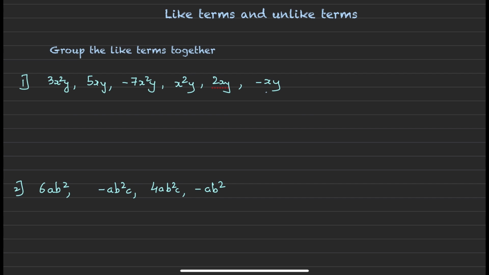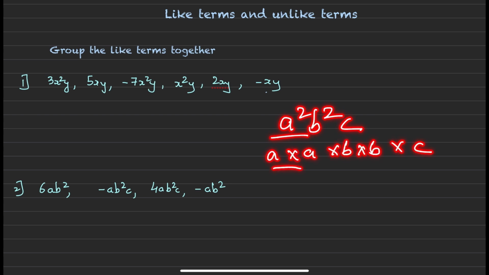Quickly, okay. What are like terms? You just have to know how many x's or how many y's are there in a particular term. What do I mean by that? If I say x square y square, 2 x's, 2 y's are there. If I say x raised to the power 4 yz, how many x's are there? 4 x's are there, 1 y and 1 z. Next one, if I say a square b square c, how many a's? 2 a's. So this is basically a into a into b into b into c. So this is what it means.